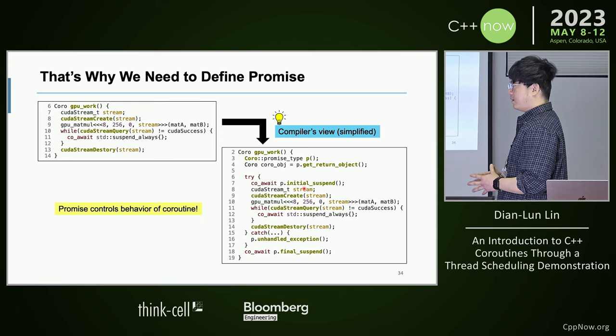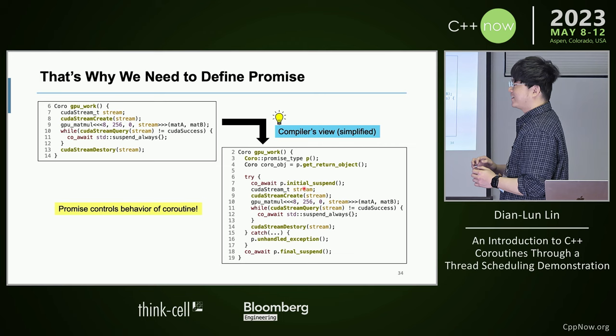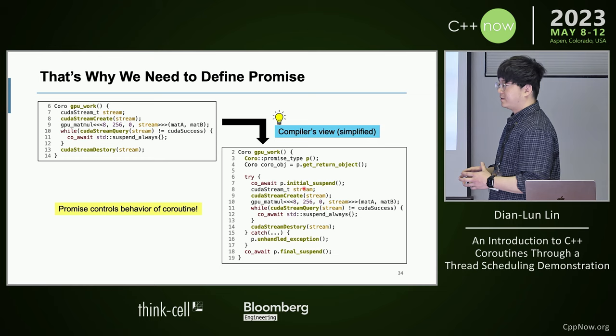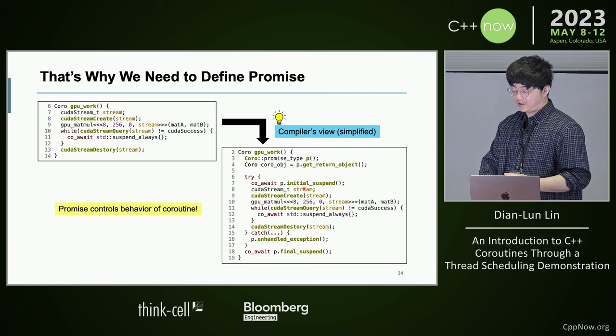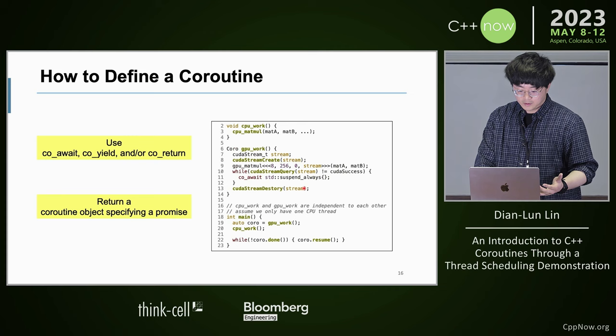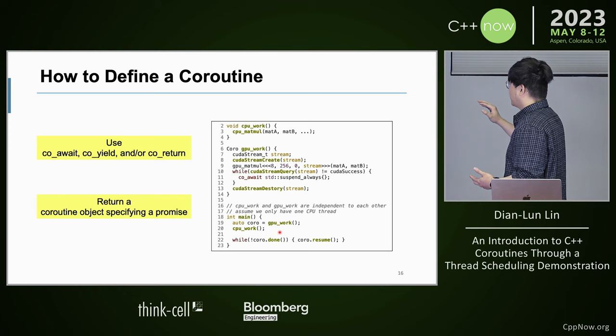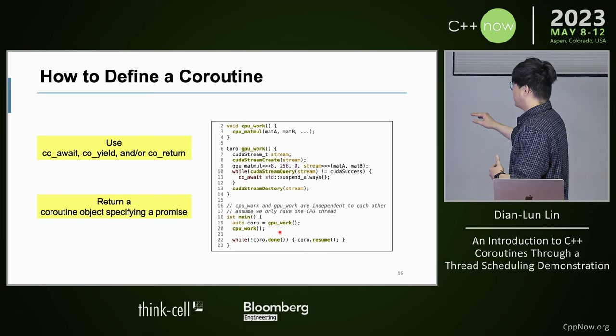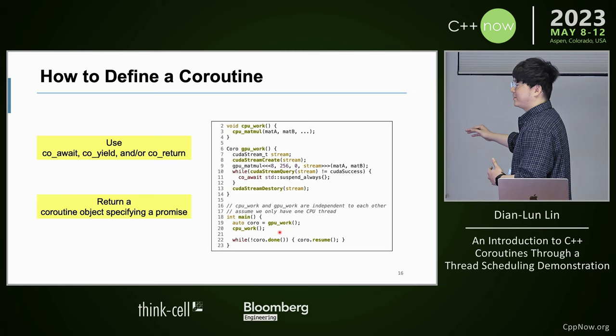Yeah, that's the same example. I'm wondering, because if you get back to the main function, then the GPU work and the CPU work are not executed overlapped. Yes. So let me go back to the slide. Here, you mean, right? Yeah. So if the return type is suspend always, you need to add coro.resume between line 18 and 19. Yeah. Thank you. So here you can see the return type is suspend never.